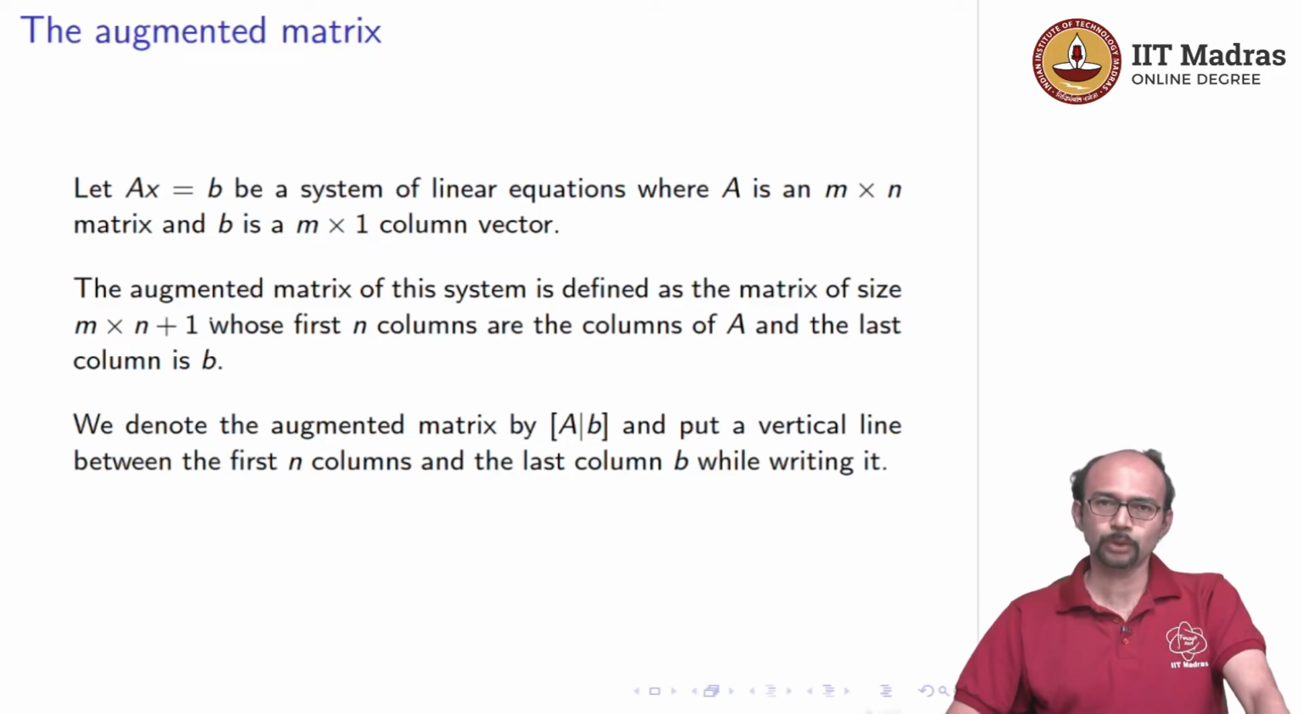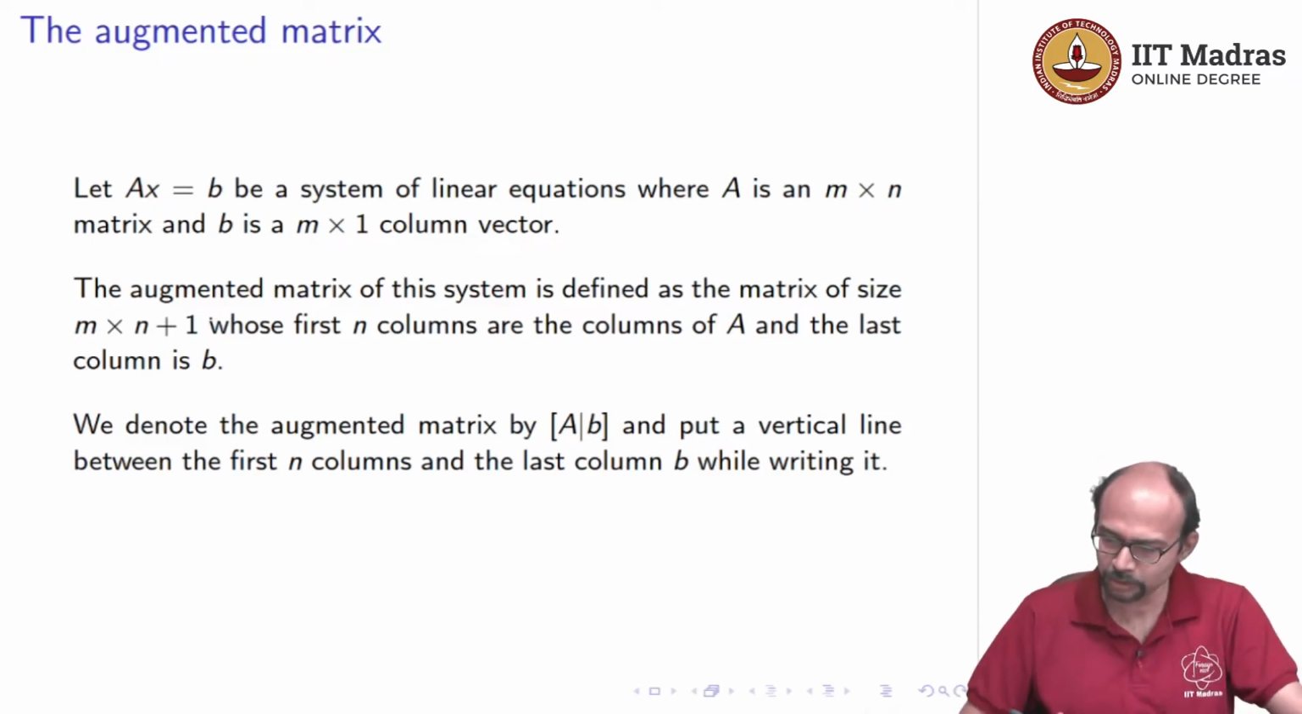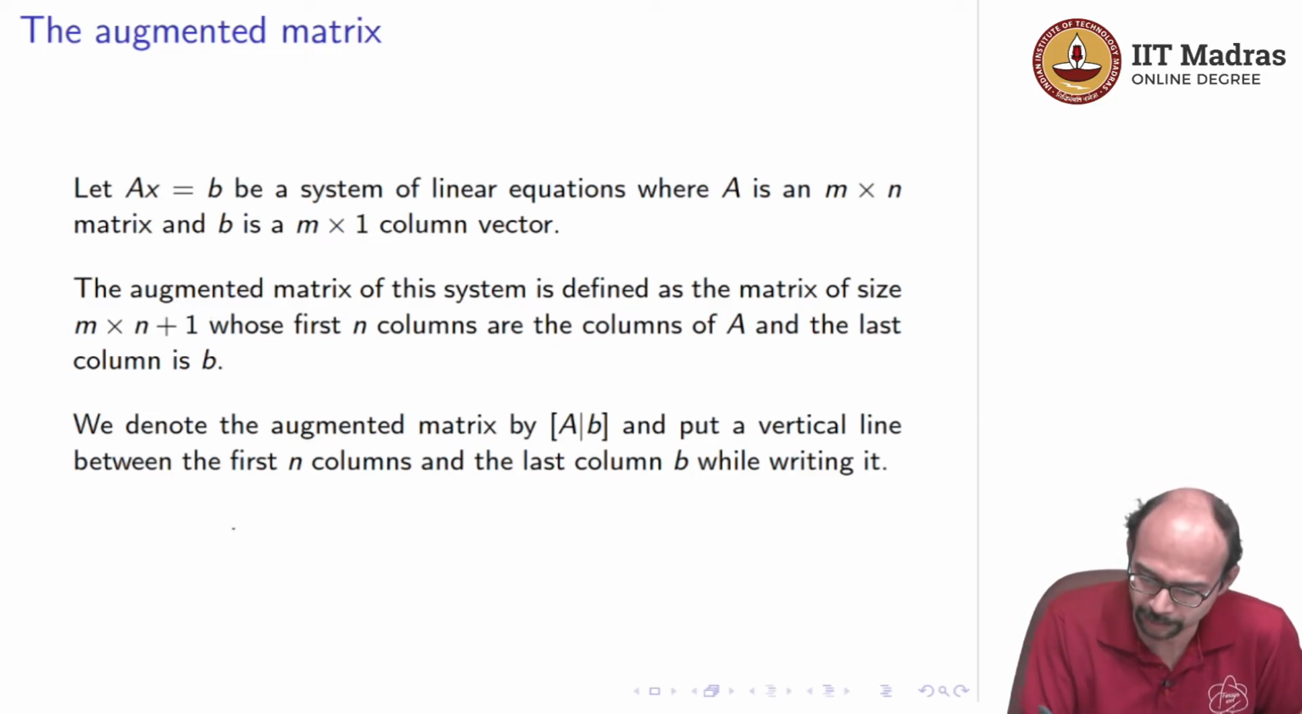Okay, and we have a notation for the augmented matrix, it is A slash b. This is to remember that the first n columns are coming from A and the last column is coming from b. And we put this vertical line. So, this is just notation.